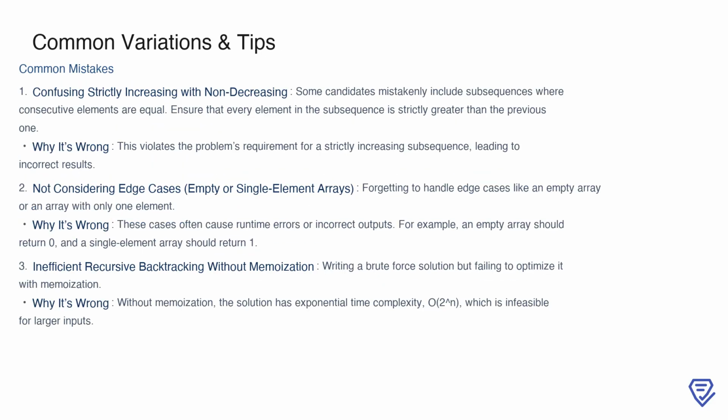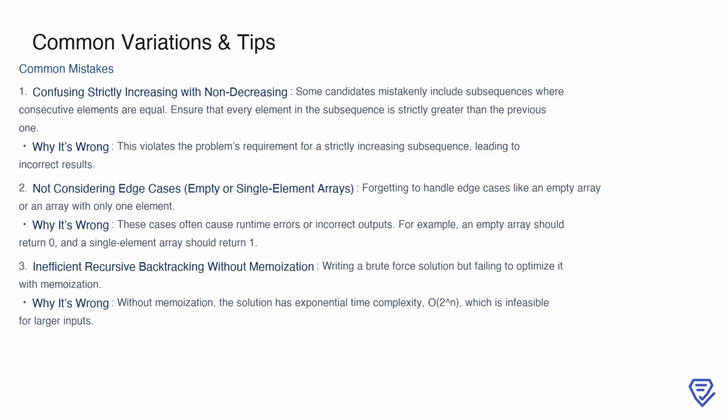When tackling the longest increasing subsequence problem, there are a few common mistakes to watch out for. First, it's important to understand that the problem requires a strictly increasing subsequence. This means that every element in the sequence must be greater than the one before it. Including subsequences where elements are equal violates this rule and results in incorrect answers. Additionally, many candidates overlook critical edge cases, like empty arrays or arrays with just one element. These scenarios often lead to runtime errors or unexpected outputs if not properly handled. For example, an empty array should return 0, and a single element array should return 1.